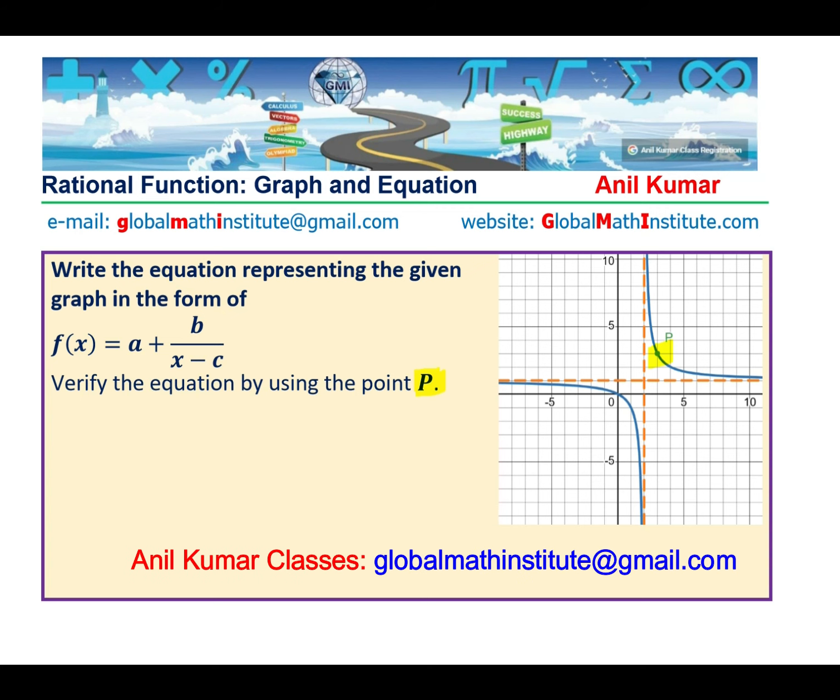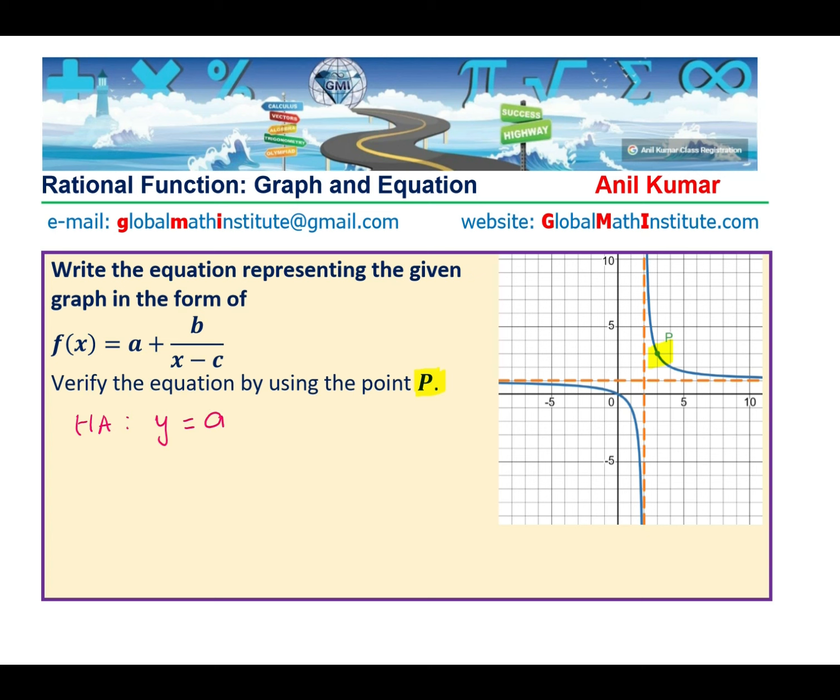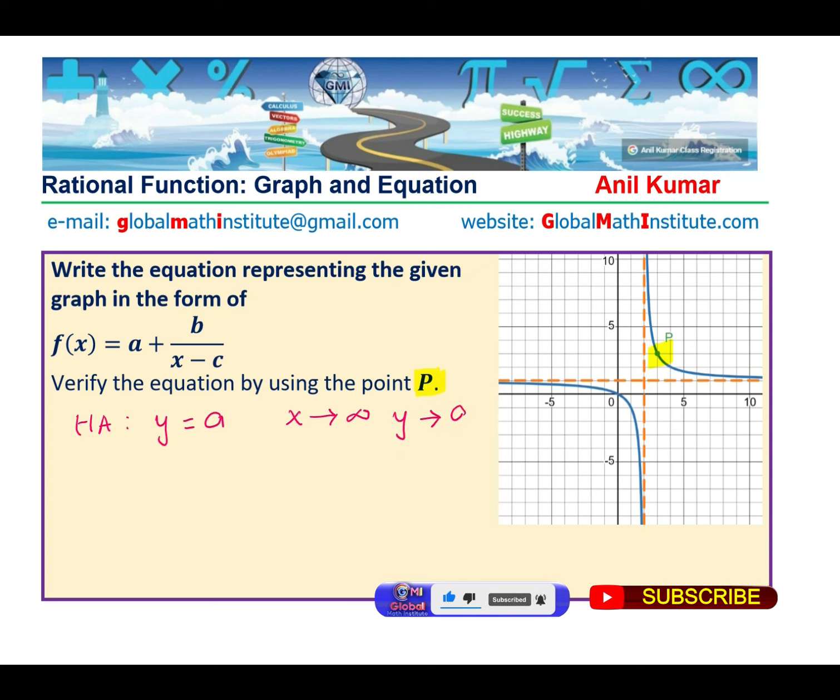Now, when you have an equation of the form f of x equals a plus b over x minus c, in that case, the horizontal asymptote will be y equals a. It really means that when x approaches negative or positive infinity, let me write positive infinity for now, in that case, the value of y approaches a.